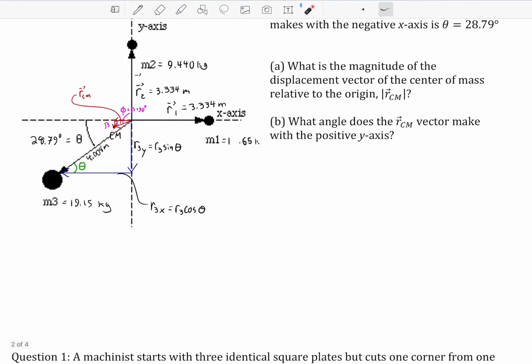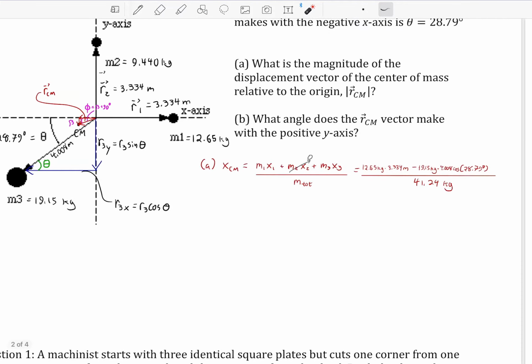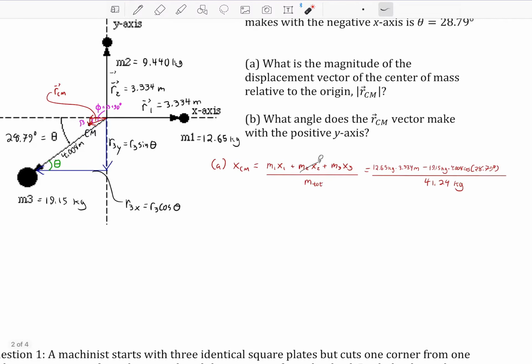Let's go ahead and solve for part A just using the formulas. All right, so we're just going to do x center of mass and y center of mass. So let's work through both of them. It's simply a matter of just summing up all the M1 x1s, M2 x2s, M3 x3s, and dividing by M total.